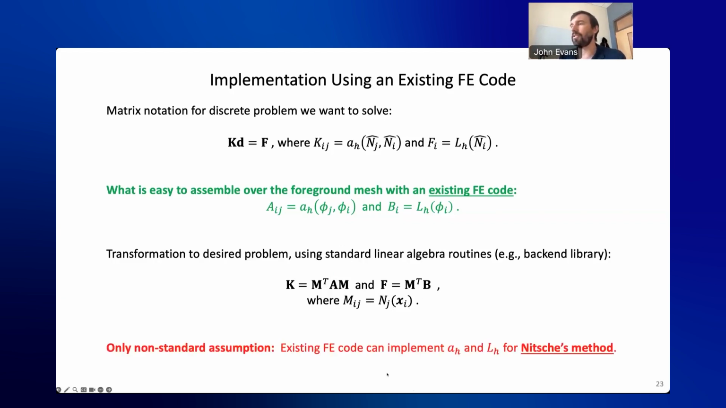And the only non-standard assumption here is that the existing finite element code can implement a_h here and l_h here for Nitsche's method, right? Because we now have additional terms versus a finite element code that strongly enforces Dirichlet boundary conditions. We have a consistency term, a symmetry term, and a penalty term. So that's it.